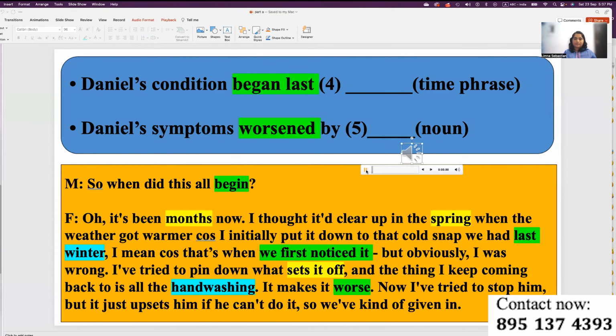So when did all this begin? Oh, it's been months now. I thought it would clear up in the spring when the weather got warmer, because I initially put it down to that cold snap we had last winter. Yes. Yeah, and I mean, because that's when we first noticed it. But obviously I was wrong. I've tried to pin down what sets it off, and the thing I keep coming back to is all the hand washing. It makes it worse. And now I've tried to stop him, but it just upsets him if he can't do it, so we've, well, kind of given in.